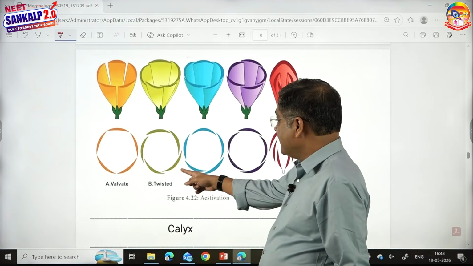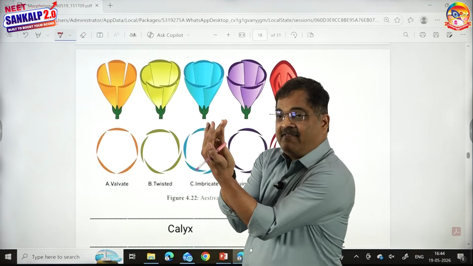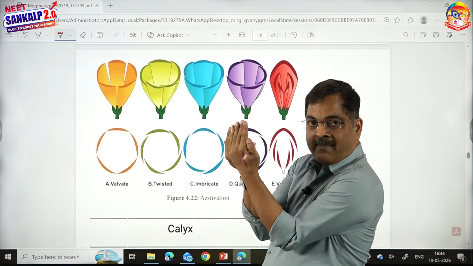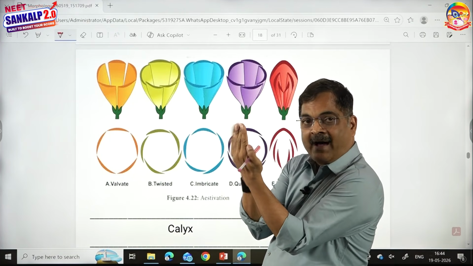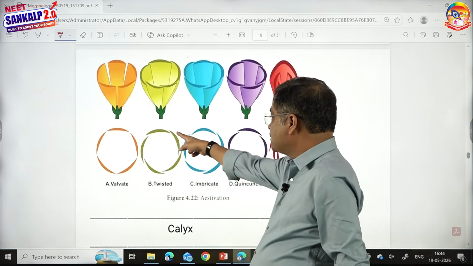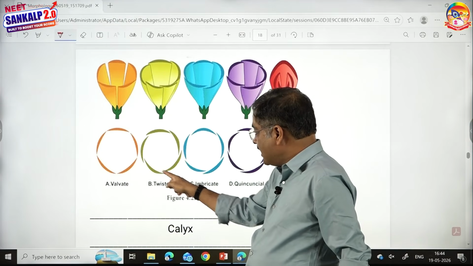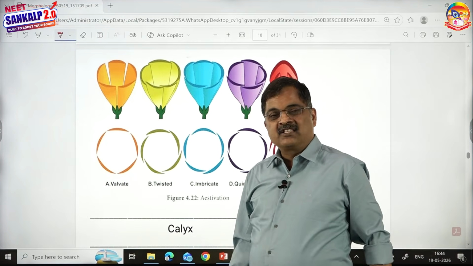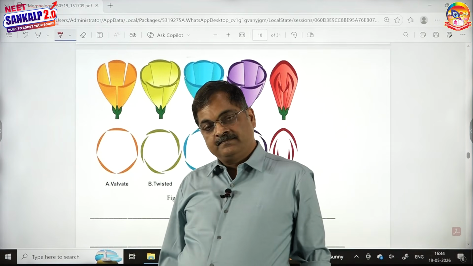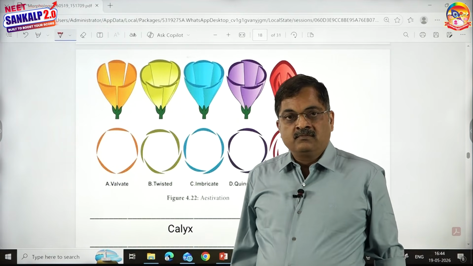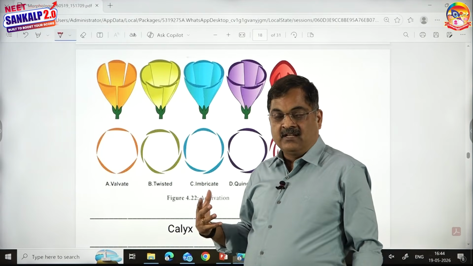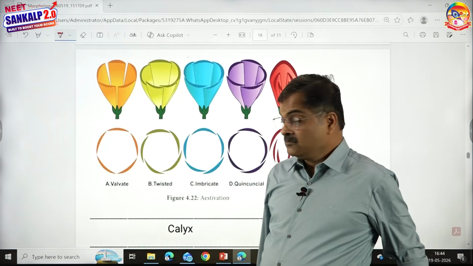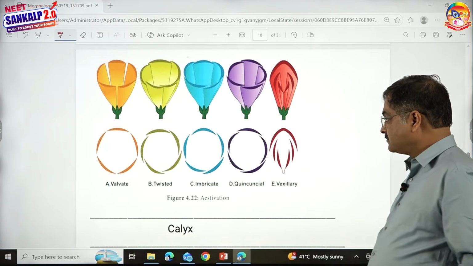All right. Then twisted. Have you seen rose? One margin is inwards in each petal, one margin is outwards. You could see here. Out, in, out, in, out, in. Look at here. See, out and in. This type of aestivation is said to be twisted. China rose, cotton, all right, and lady's finger, all three members of Malvaceae, are examples for twisted.